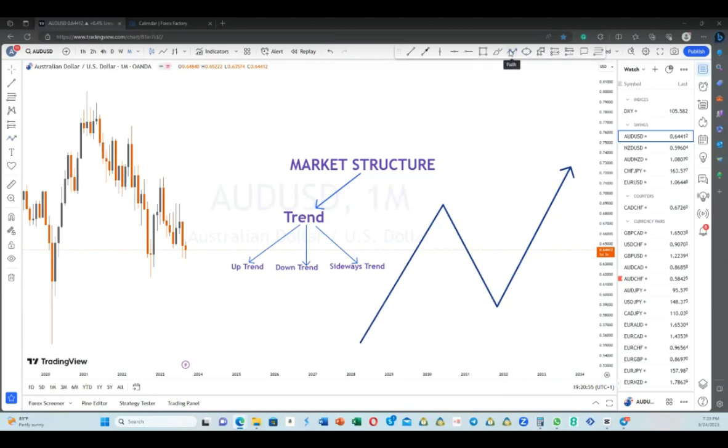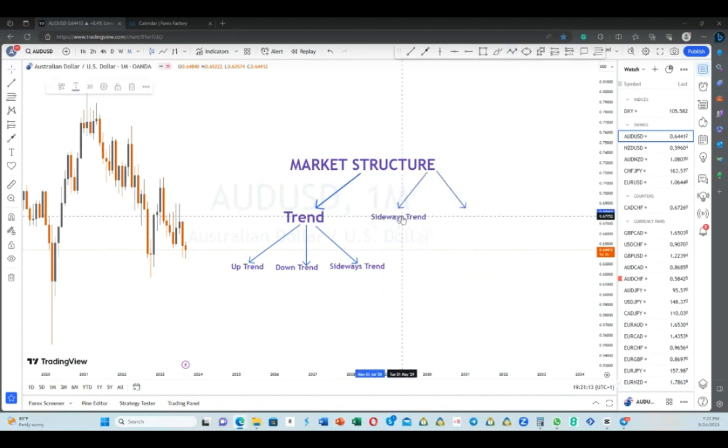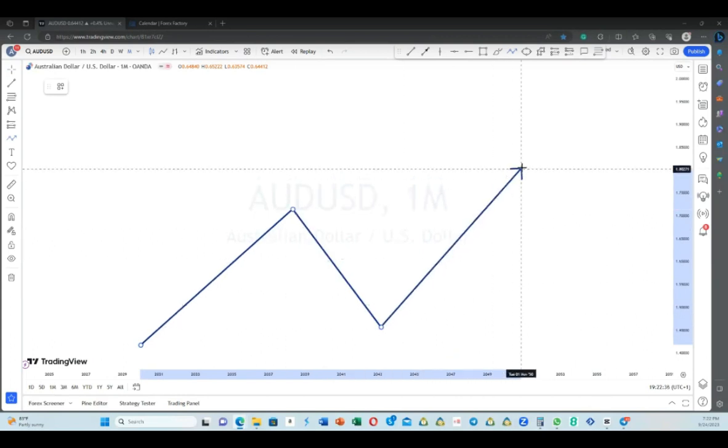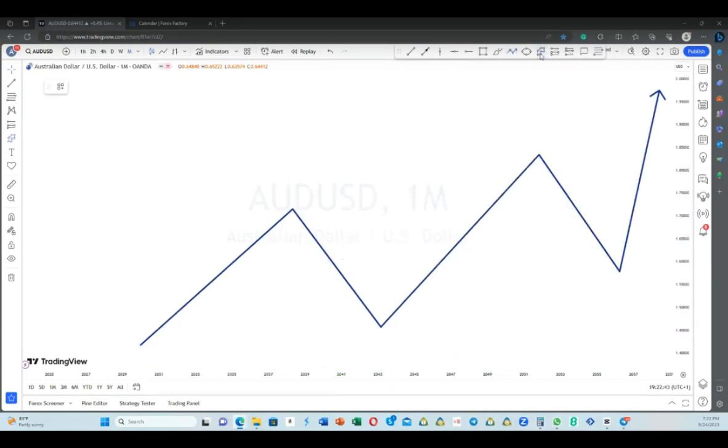There are two types of structure. One is called the internal structure, and the other one is called swing structure. Internal structure is basically the little movement within a major wave. This is a swing structure. Now, where is the internal structure, the little waves?